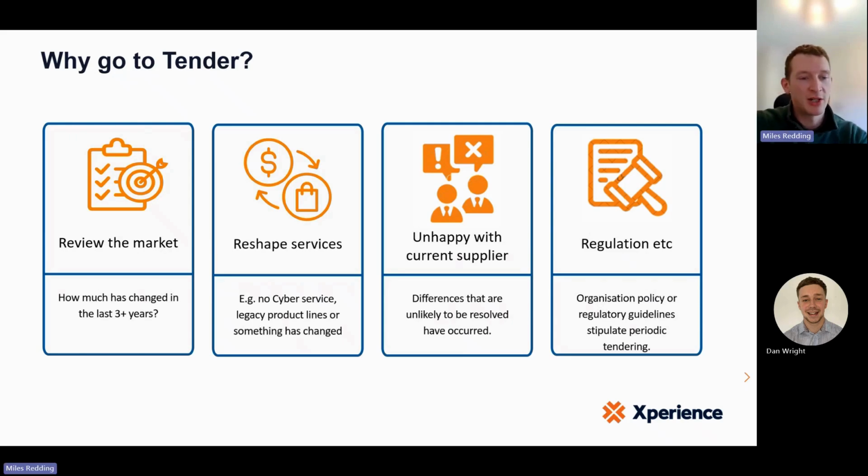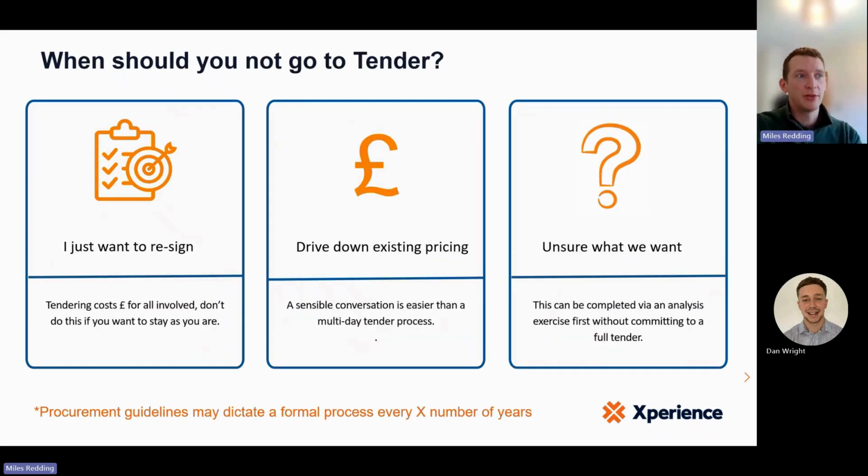The flip side of this is actually, why shouldn't you go to tender? And I don't think this conversation happens enough, as to why shouldn't I go. As I said, they're costly, they consume a lot of time and resources. There's going to be an element of risk. Cost of onboarding a new supplier typically outweighs that for staying with your provider, but to stay with them, you've got to be really clear of the rationale as to why you're doing that.